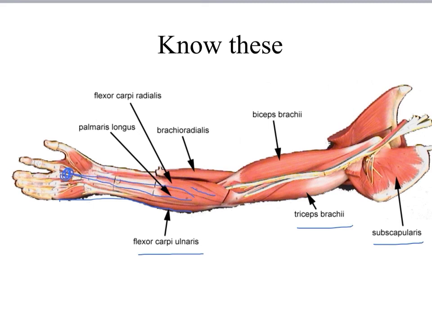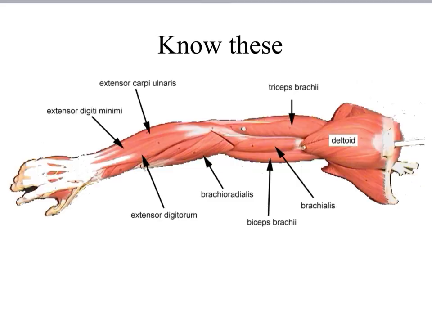Your flexor carpi radialis, you trace that as going up toward the thumb. So here's your brachioradialis. It's going to be wrapping over to the back side of the upper arm. Okay, here is the other side of your arm. So you're looking at it from the top. You're looking sort of at the dorsum of your arm.